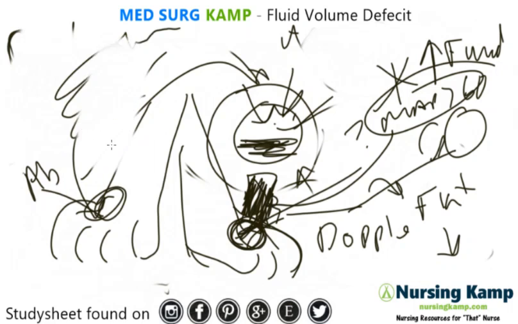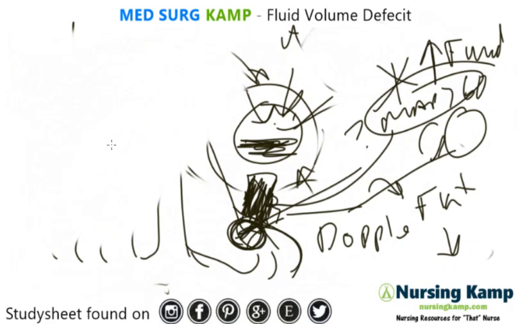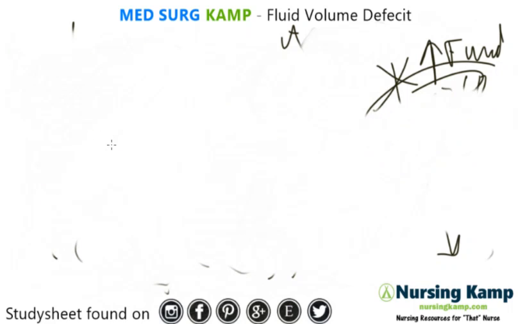The next thing is, also, if you can't feel the peripheral pulses, it might be edema too, and that could be fluid overload. But we're talking about dehydration.